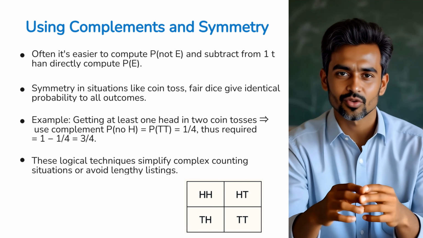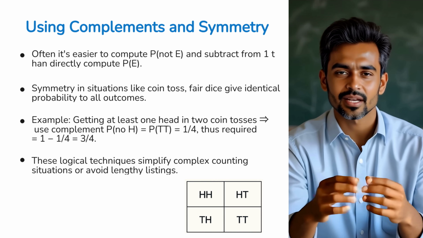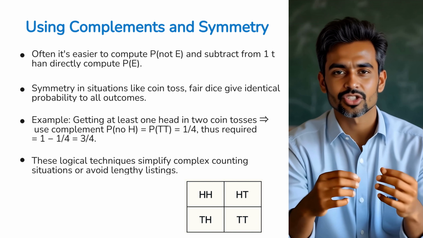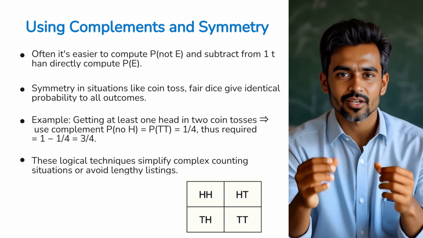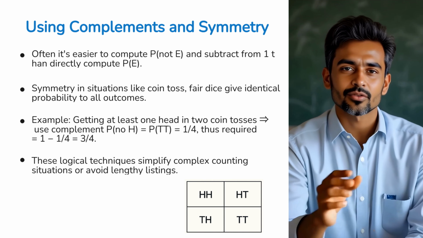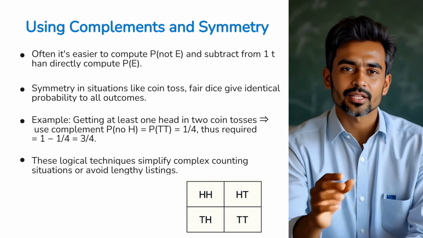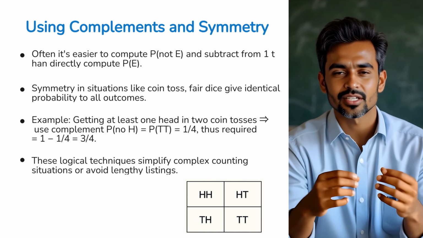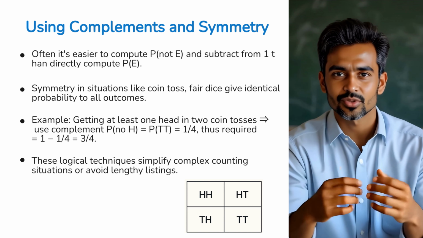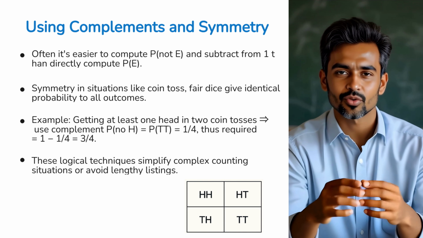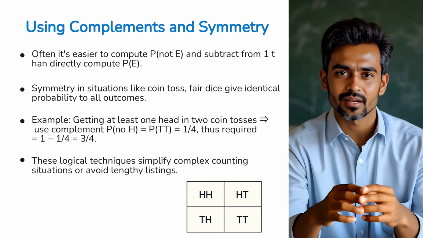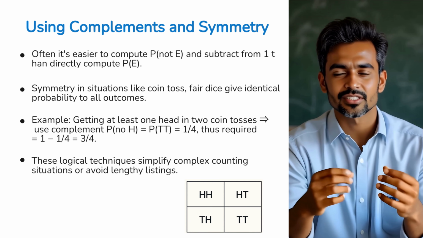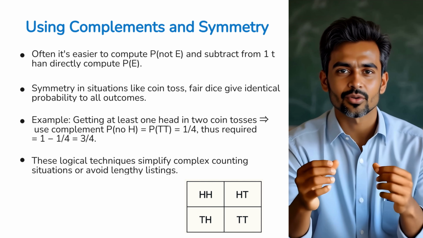The total outcomes for two tosses are 4: HH, HT, TH, and TT, each equally likely. Probability of TT is 1 divided by 4. So, probability of at least one head is 1 minus 1/4, which equals 3/4. Visualize this with a grid or matrix showing all 4 outcomes: HH, HT, TH, and TT. These logical tricks save you time and avoid long counting.